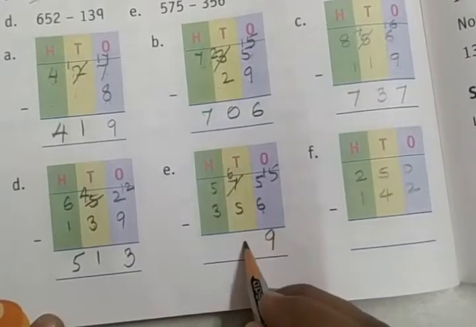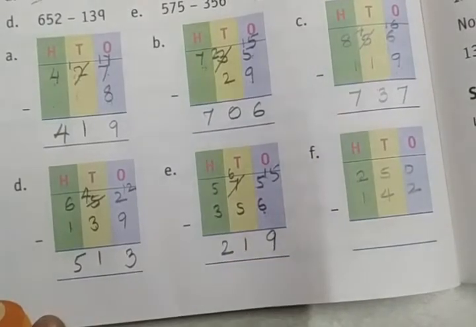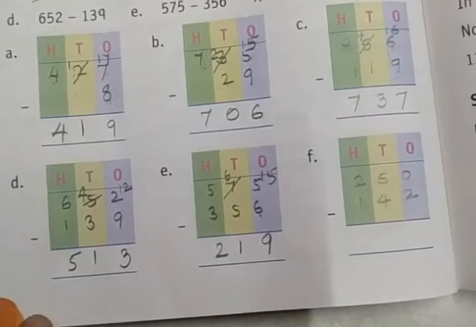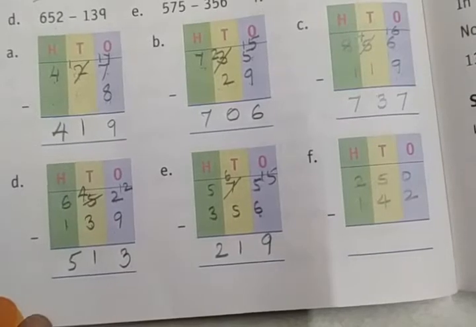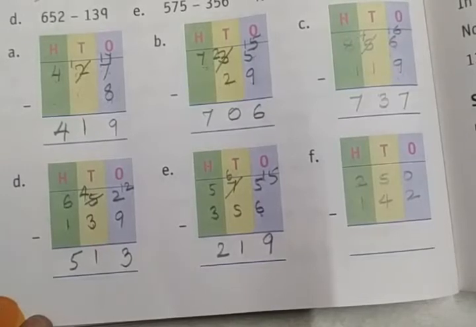6 minus 5 is 1. 5 minus 3 is 2. Okay, my dear children, followed? So, as I'm telling you, you have to focus. You have to listen carefully and watch the video, how I solve. Then you take your workbook, then try to solve. Definitely you will be able to solve, otherwise not.